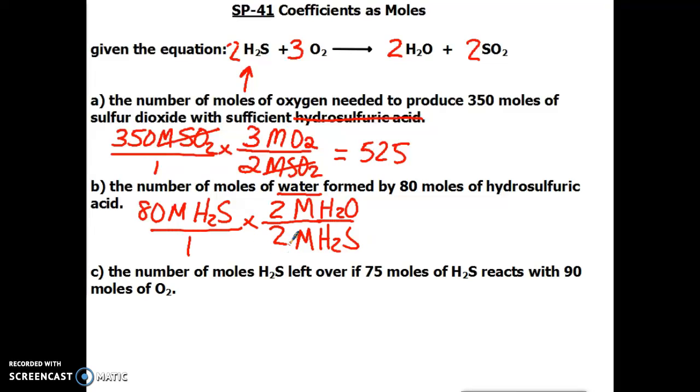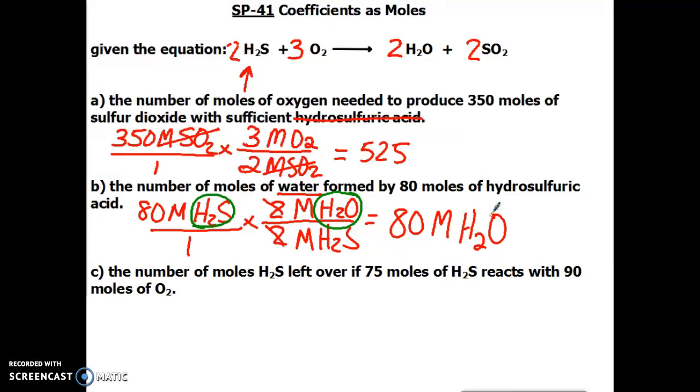Well, if I have a 2 on top and a 2 on bottom, they cancel each other out, which makes my final answer 80. Now, numerically, that is the same number as I started with, but the important step here is that I went from moles of H2S to moles of H2O. So that's where this step is really, really important, is we're going from one substance to a different substance with my mole-to-mole ratio. So now it's 80 moles of H2O.